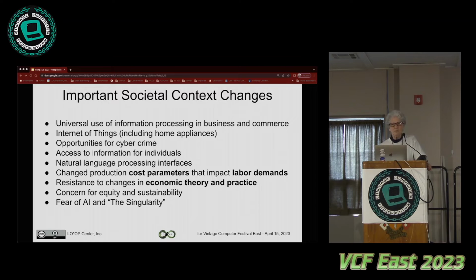And so to survive and thrive in today's social context, people are going to have to look at those changes too. It's very popular today to have a concern for equity and sustainability.